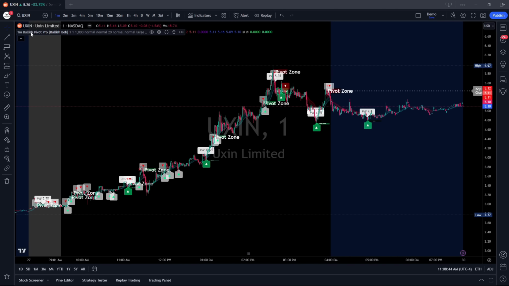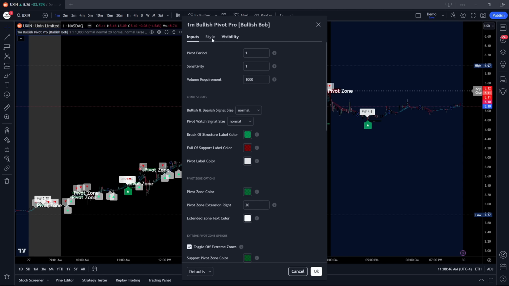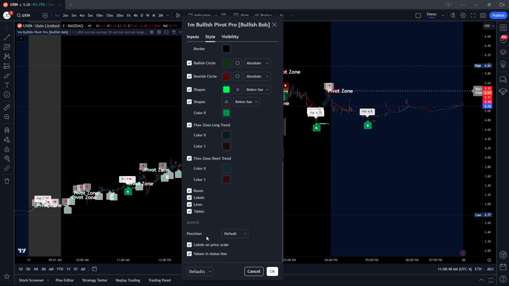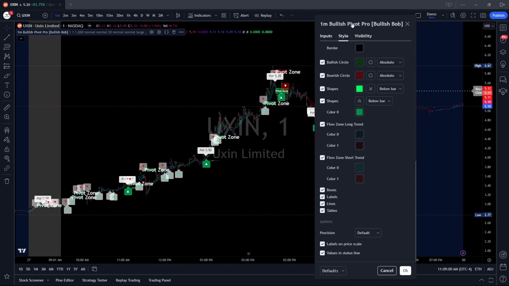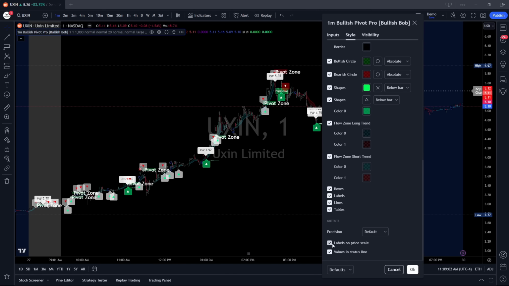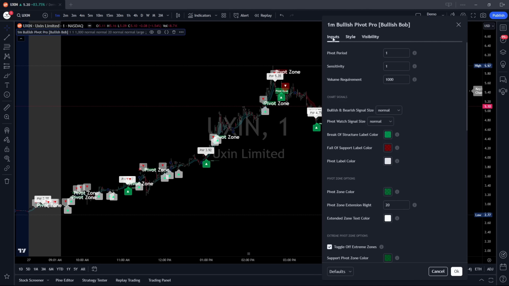Let's double click on the indicator itself. Let's go to the style and go all the way down to the bottom. Or excuse me, let's turn off the labels on the price scale and the values in the status line. That's going to be these values over here as well as these values up here in this area. So I'm going to turn those off just by clicking that. Okay, and then once we have this saved, I'll go back to inputs.